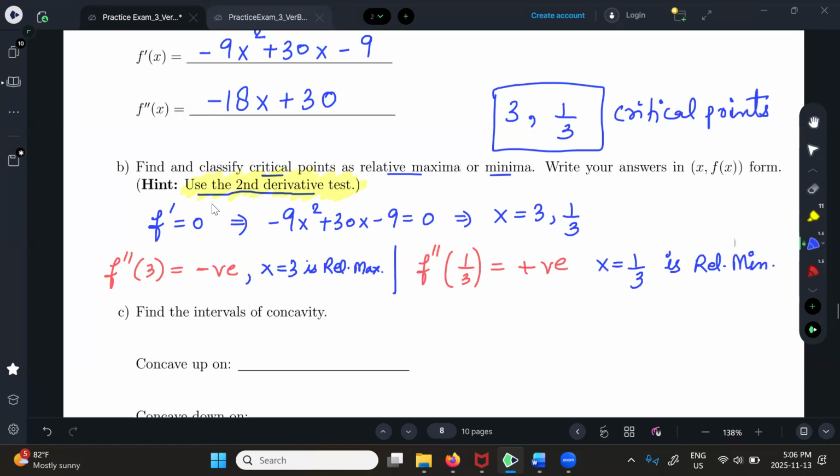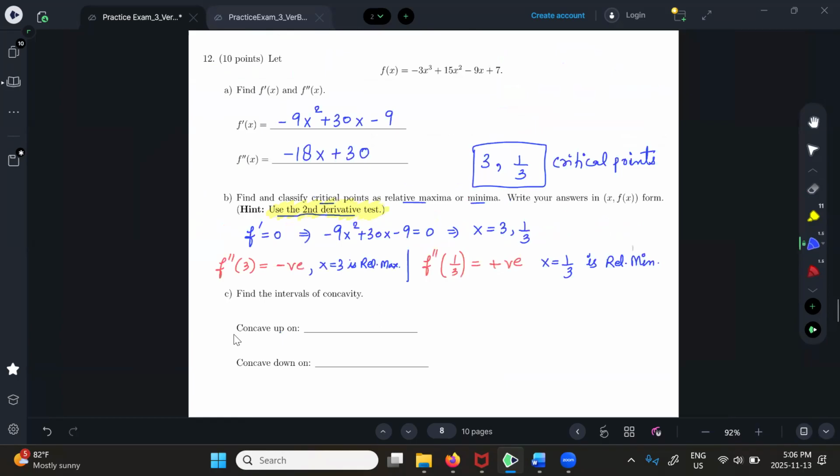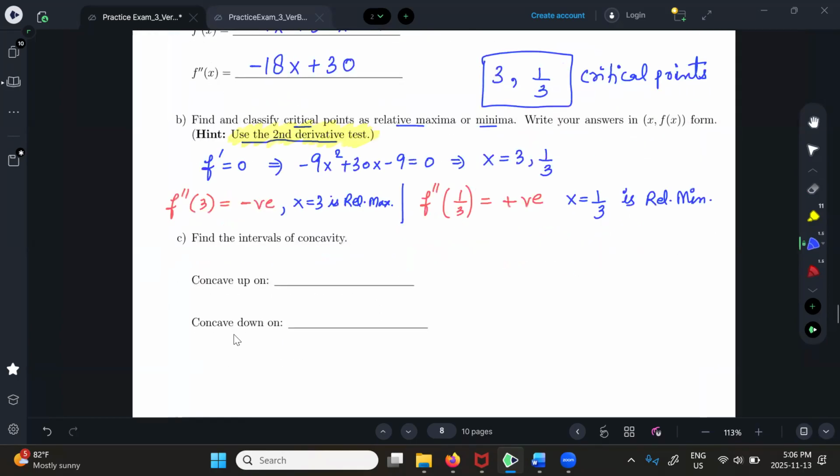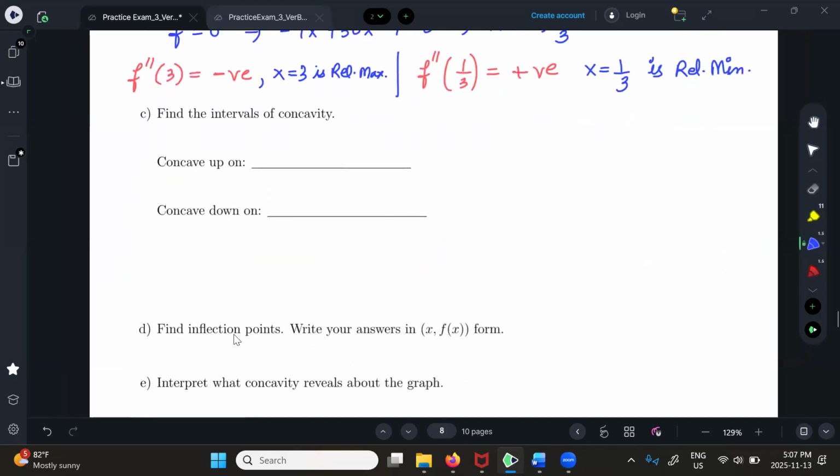Okay? Find the intervals of concavity. To find this is the trick. To find the intervals of concavity, I'm first going to find the inflection points. How do I find inflection points?